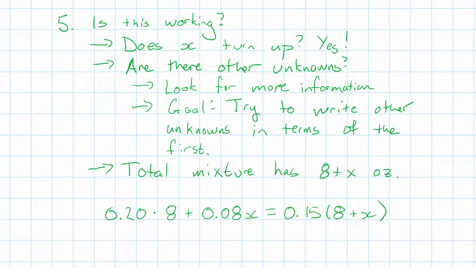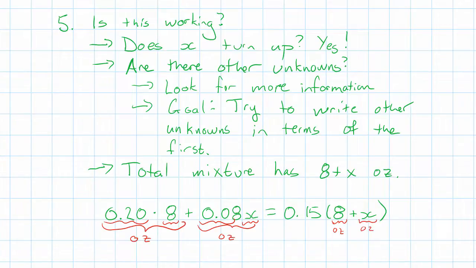Before I do a bunch of algebra, though, I want to make sure that this makes sense. Right, so this is a number of ounces. This is a percent of a number of ounces. So this whole term is in ounces. X will be a number of ounces. This is a percent of a number of ounces, so this whole term will be a number of ounces. I'm adding ounces plus ounces. Good so far.